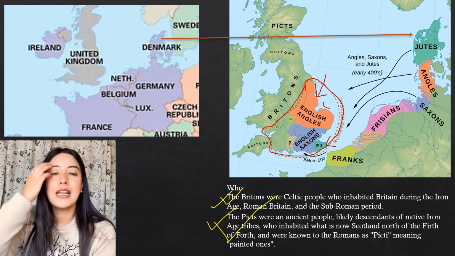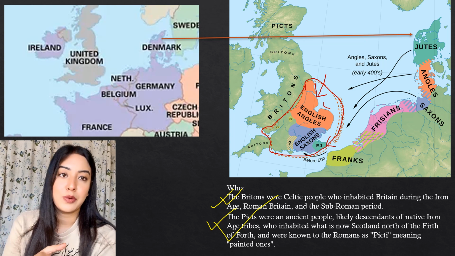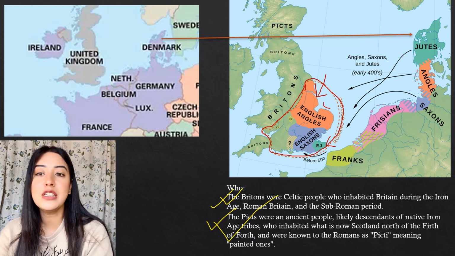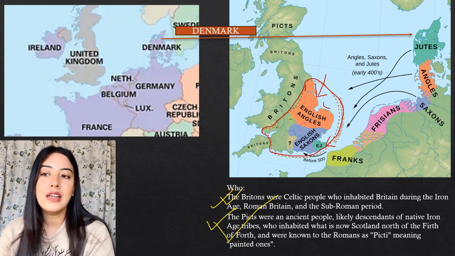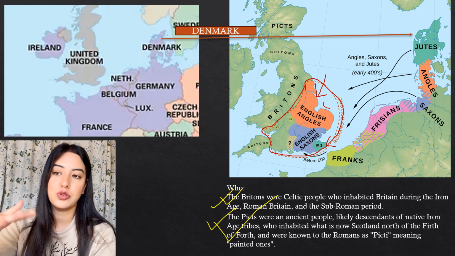So we have to understand from where these people came, okay? I'll tell you. If you see the Jutes, they came from modern day Denmark, to the north. Just look at Denmark and you look to the north.